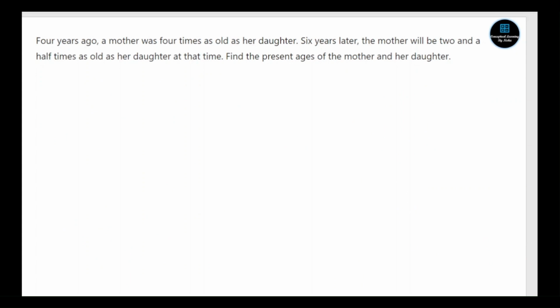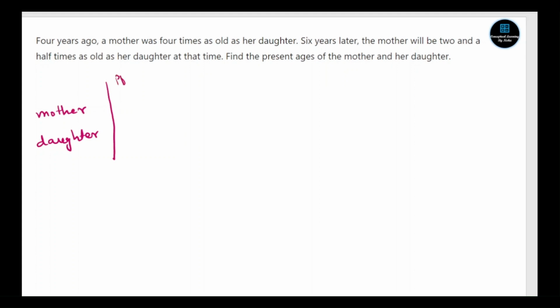Now, age question. So let's understand this, what they are saying. 4 years ago the mother, see what we have to find, we have to find the present age of mother and daughter. So what I'll do, I'll first make the table. Okay, so I'll just write mother and daughter, then I'll write their ages here.